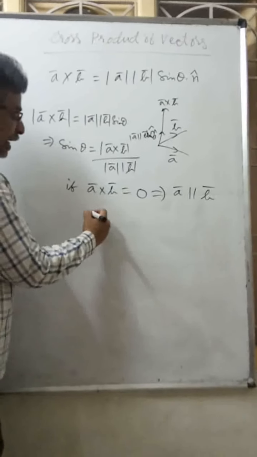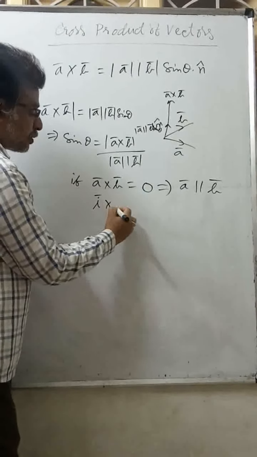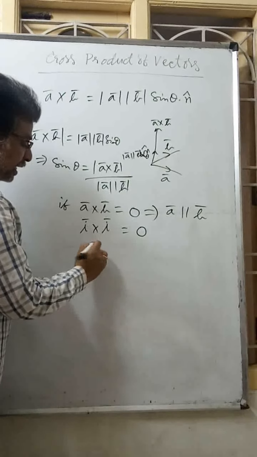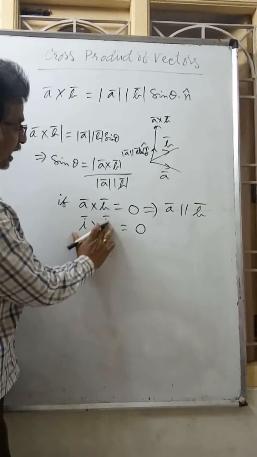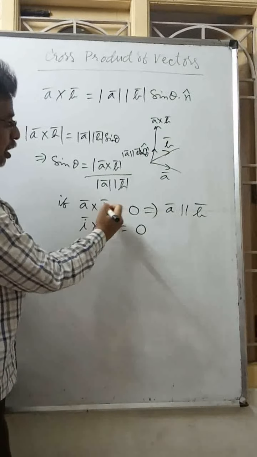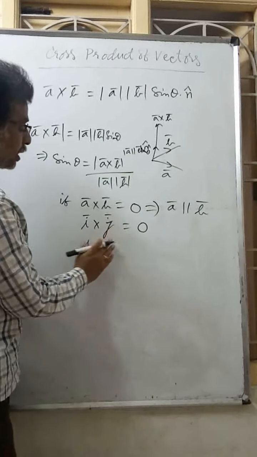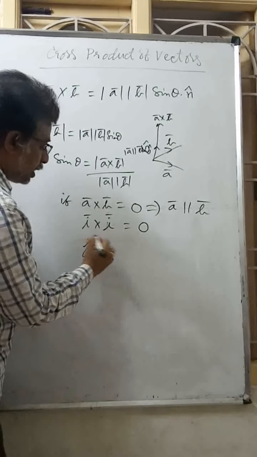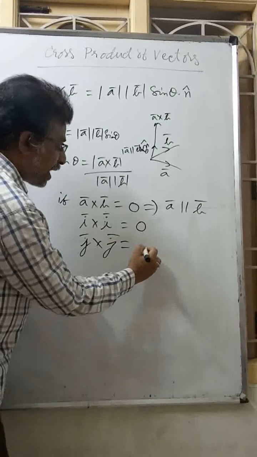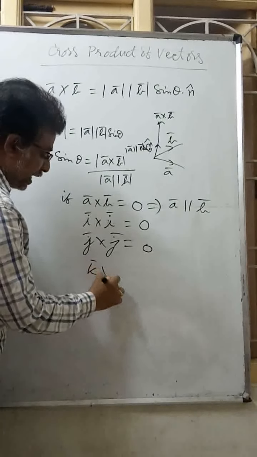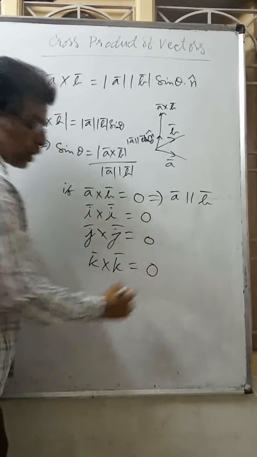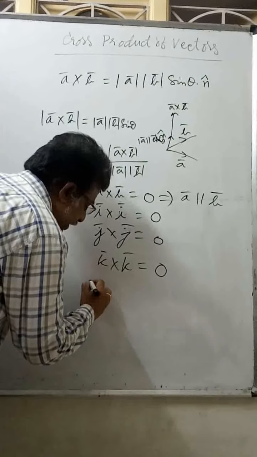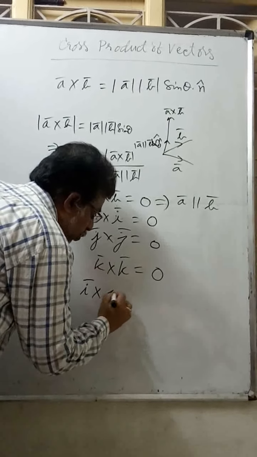In a similar way, we can write i cross i is 0, j cross j is 0, because i is parallel to i itself. Like k cross k equal to 0, k is parallel to k itself. Next, we will come to i cross j.